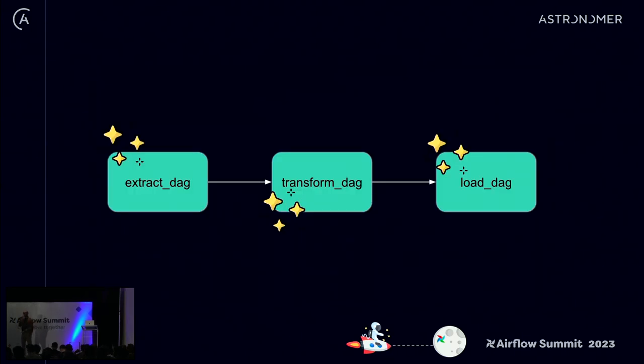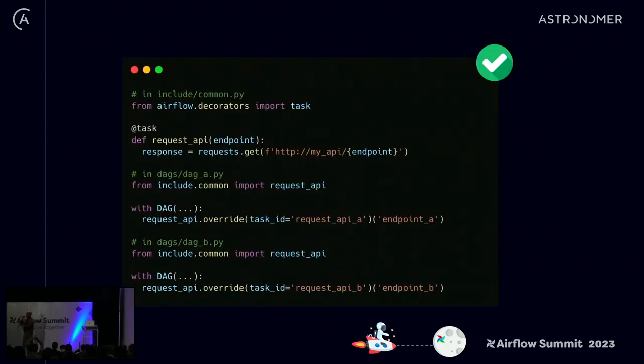So what else can we do to make our DAGs better? Well, I have three tips for you. The first one is override. If you have a lot of tasks that do the same thing in your different data pipelines, you can use override. So instead of rewriting the same task again and again for every DAG that you have, you can just have one file, you put your common tasks in that file, and you call override with a new task ID or a new parameter in every other DAG.